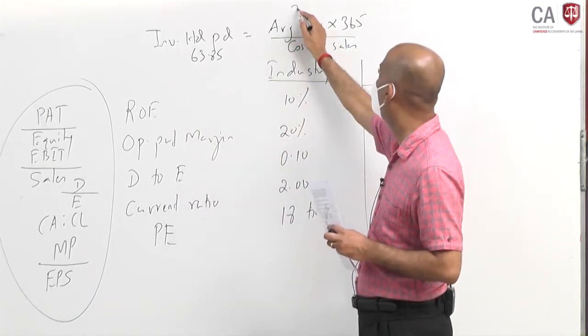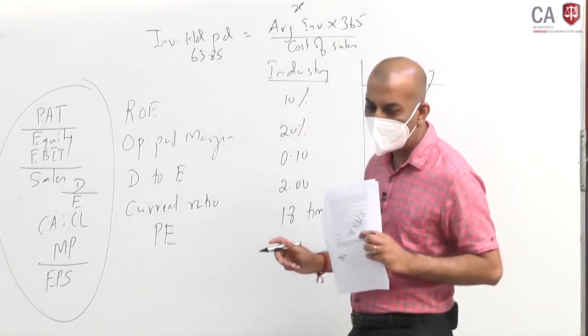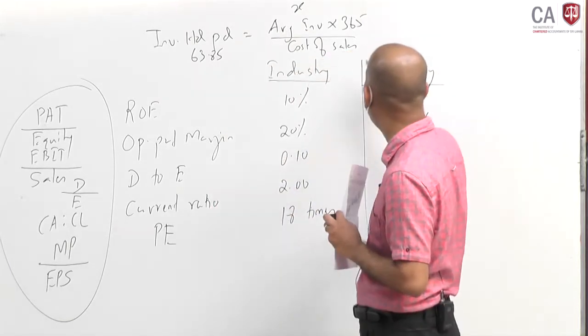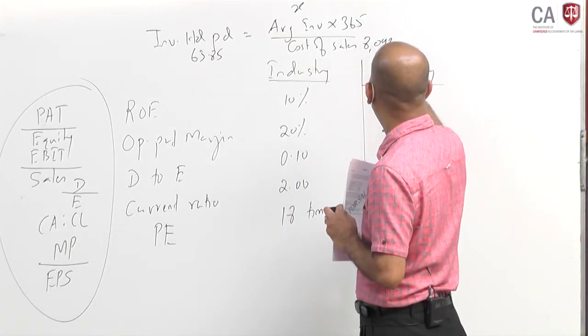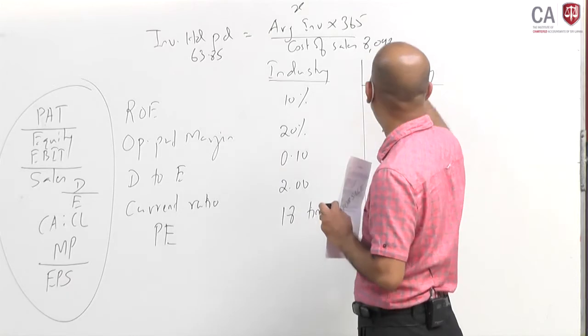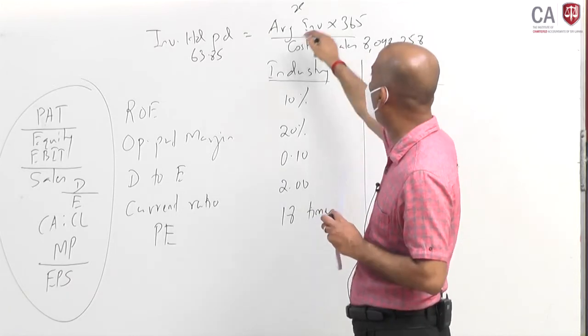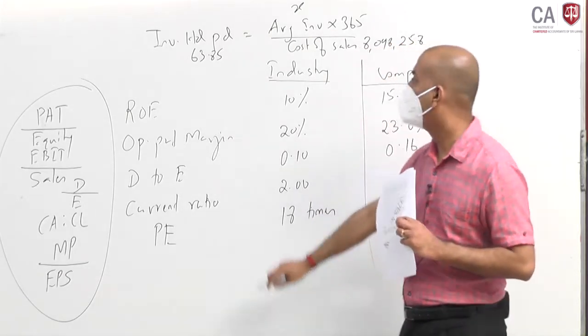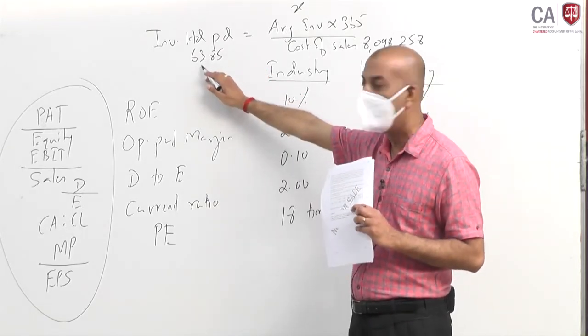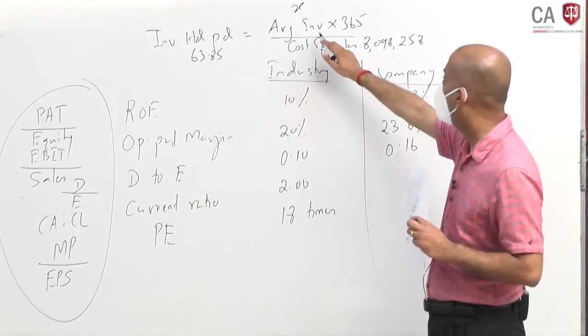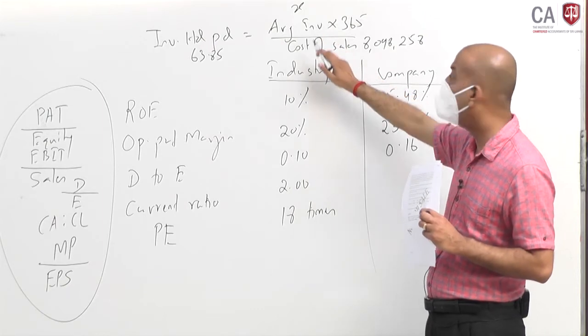Average inventory we don't know, assume X. Cost of sales we got earlier, I said 8 billion, 8098, whatever, 258. So we can calculate the average inventory. Please understand, inventory holding period is given, 63.85. Average inventory we don't know. We don't know the inventory.